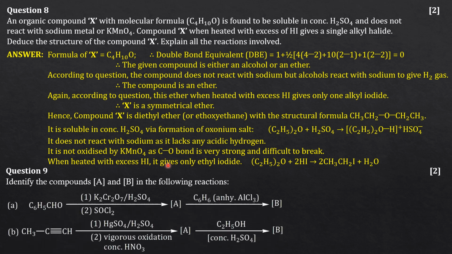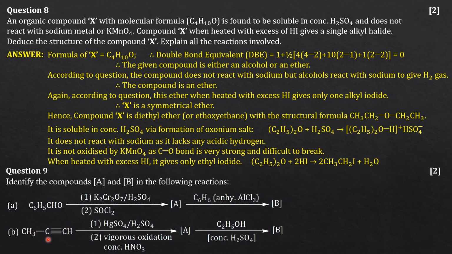Identify A and B. So this is a very simple question. Benzaldehyde first will be oxidized to benzoic acid, then SOCl2 will give you benzoyl chloride. Benzoyl chloride treated with benzene, so that is your Friedel-Crafts acylation, and you will get benzophenone.